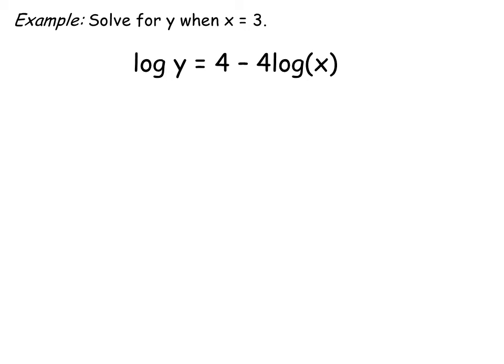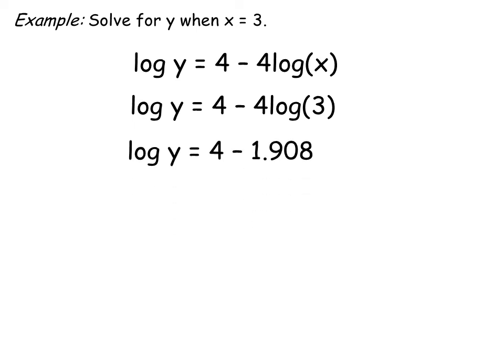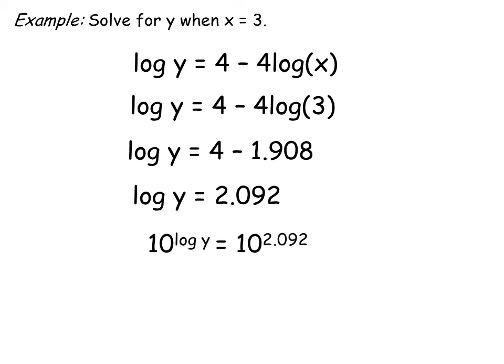Solve for y when x equals 3. So again, I'm going to substitute that x value in. Now I can actually perform log base 3. So when I put 4 times log of 3 in the calculator, I get 1.908. So now I have log y equals 2.092. Now to get y by itself, since it's attached to the log, we have 10 as our base now to both sides. And 10 to the 2.092 power is 123.457.